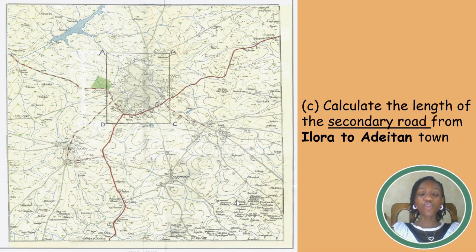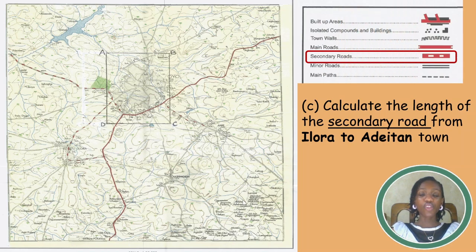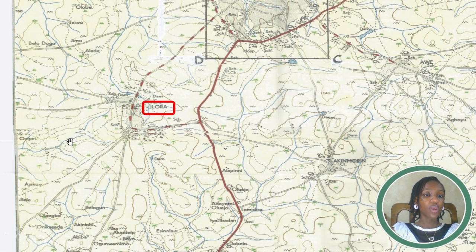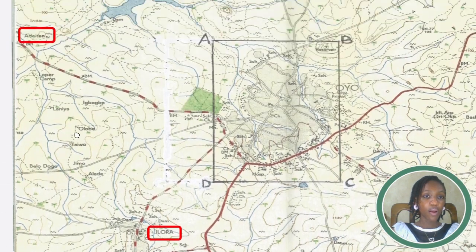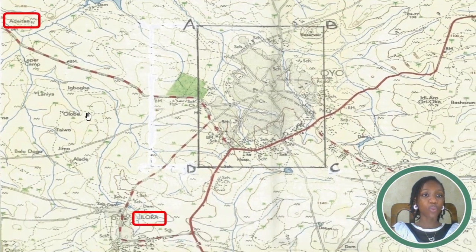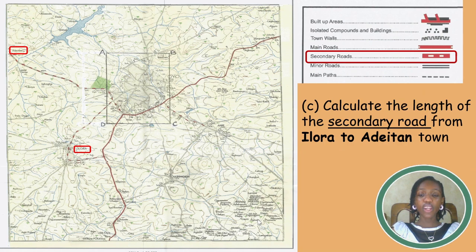Calculate the length of the secondary road from Ilora to Adaiton town. So from the key, we have the secondary road as the red and white striped road. Now let's identify the towns in question. Zooming in, Ilora and Adaiton town. We can see that these towns are joined together by the secondary road. So all we have to do is measure this.